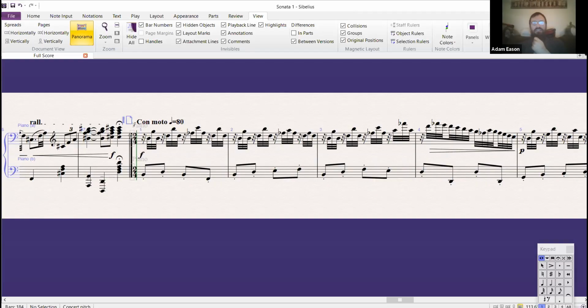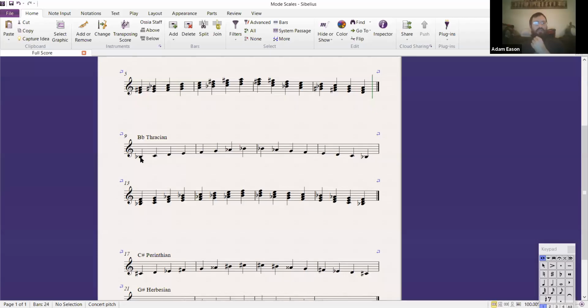So the Thracian scale, I'm going to hop back over to my modes so that you can hear it, because it's very close, but not quite the same. So we have a whole step, whole step, whole step. So again, that whole tone feel. Half step, whole step, half step, whole step. And it sounds like this.